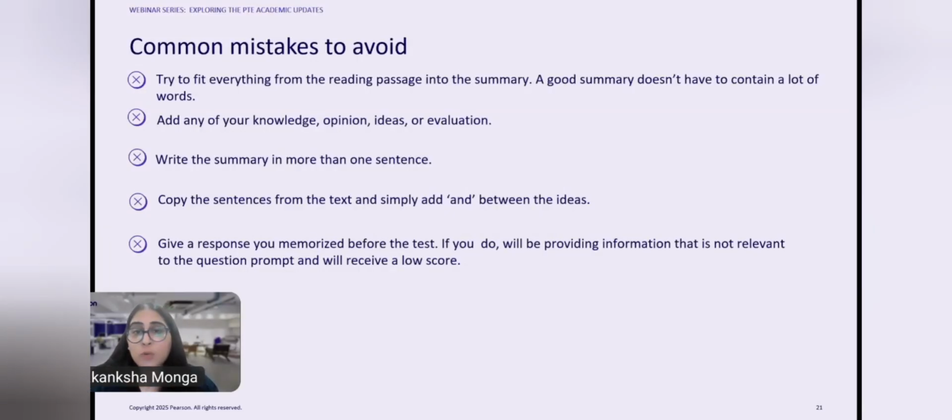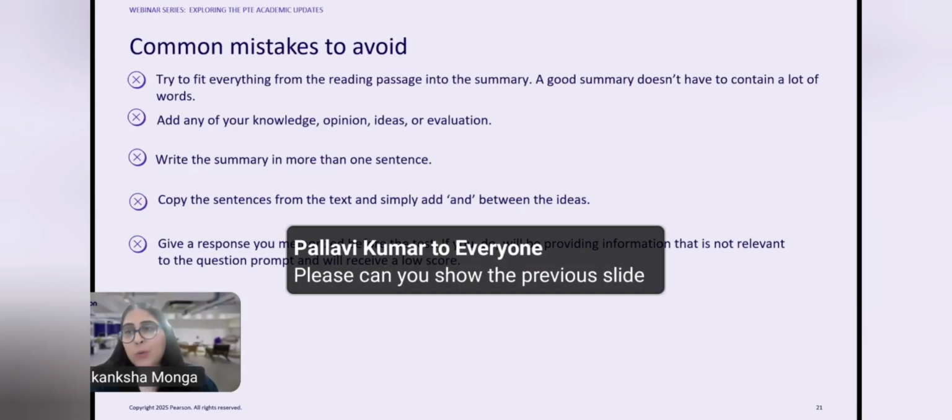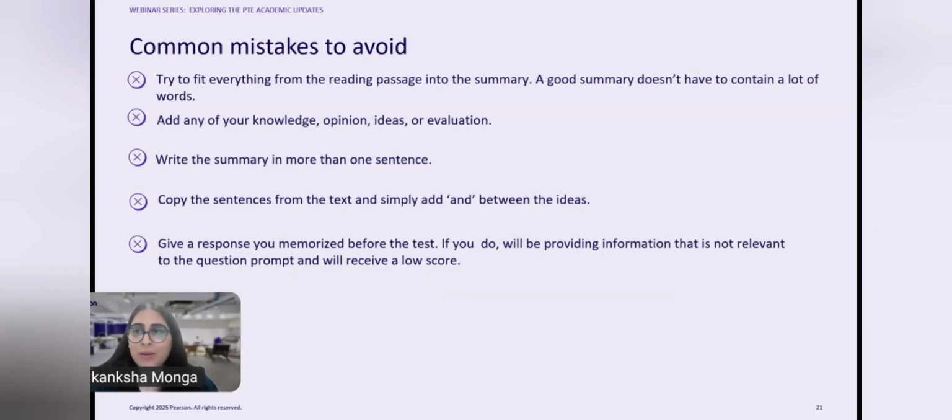Copying the sentences from the actual text and simply writing "and" to keep connecting them is also not recommended because it shows very limited understanding. And we saw in the scoring scale that this strategy will not get very high points. And using any memorized responses, anything that a student has memorized before the test, will definitely not be relevant to the question prompt and it will receive a very, very low score.